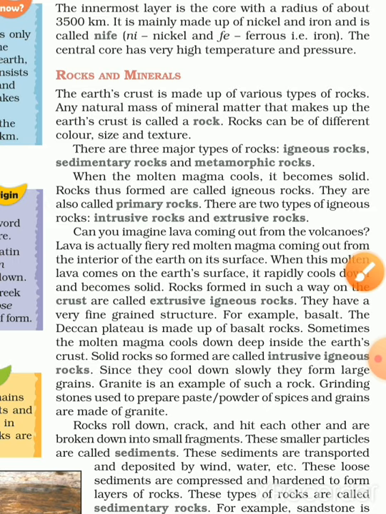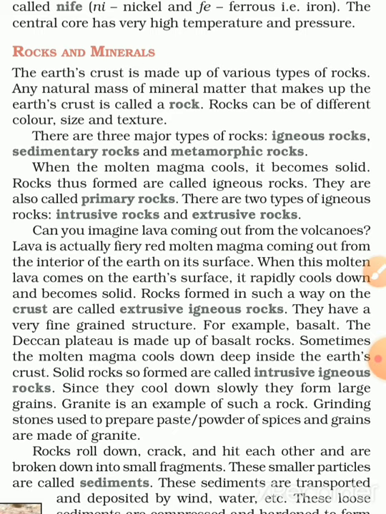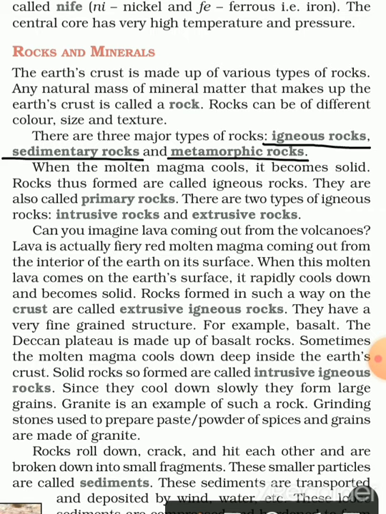Any natural mass of mineral matter that makes up the earth's crust is called a rock. Rocks can be of different color, size and texture. Different types of rocks are present on the crust. There are three major types of rocks, that is igneous rocks, sedimentary rocks and metamorphic rocks.